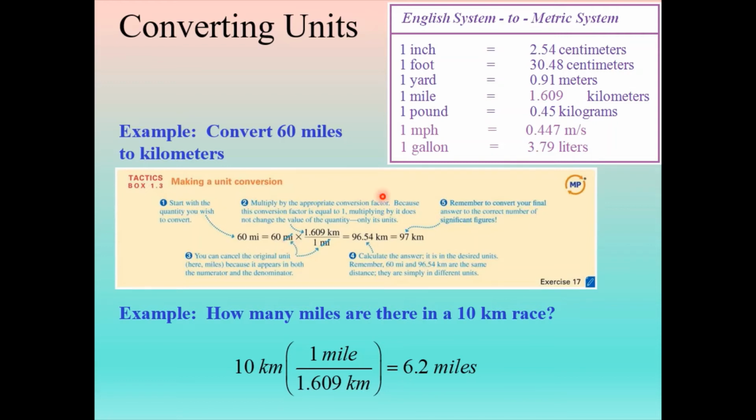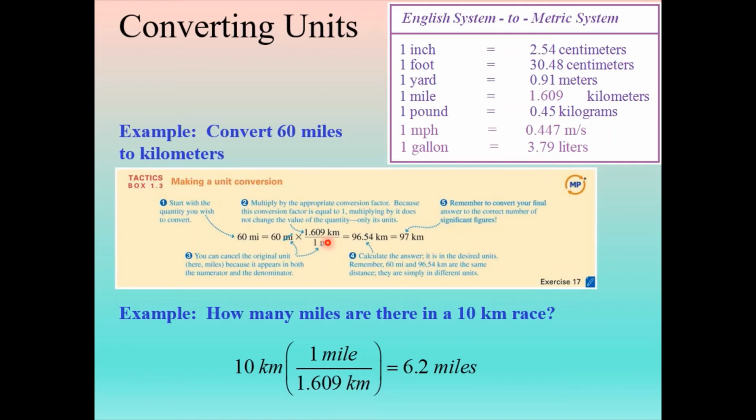Now, how do we get a conversion factor? Well, we just look at a table like this, or we can look it up and Google it or whatever. But we know that 1 mile is equal to 1.609 kilometers. So what we have to do here is we're going to multiply by the conversion factor. Notice we have 1.609 kilometers over 1 mile. These are the same things, right? This is the same distance. 1.609 kilometers is equal to 1 mile. So this fraction here is just 1.